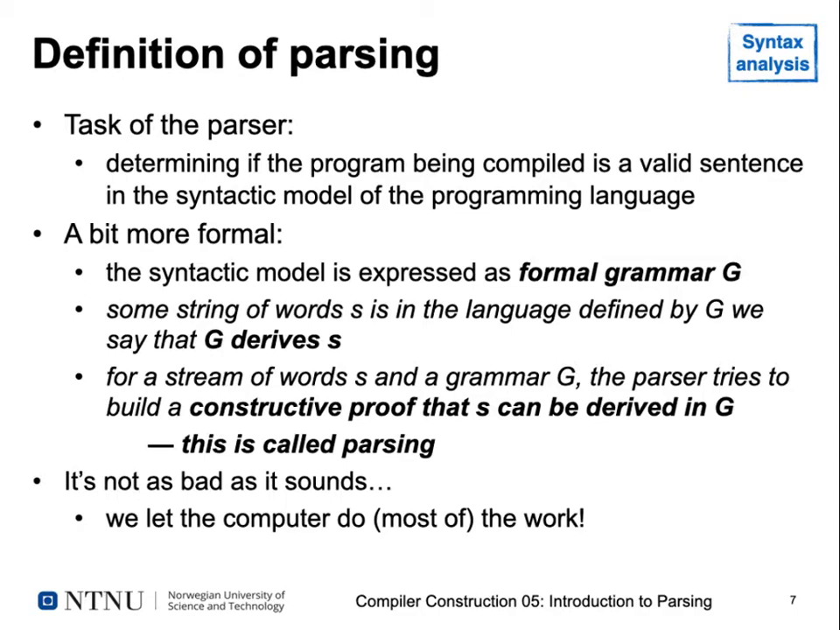A proof simply shows the absence of any mistakes in the input, and by doing it constructively, it constructs an abstract syntax tree. When it has run out of tokens to read and it has a valid syntax tree, then this is our constructive proof that the input program could actually be derived by applying this grammar. And of course, it's not as bad as it sounds, because by writing a compiler, we let the computer do most of the work.